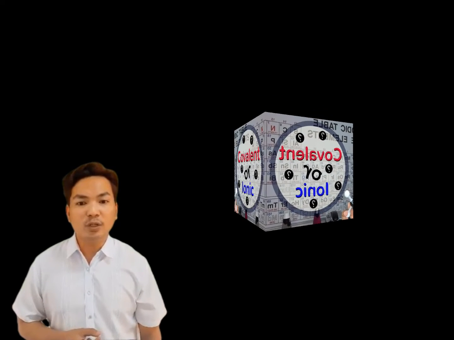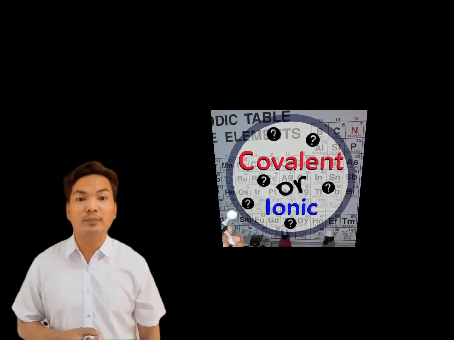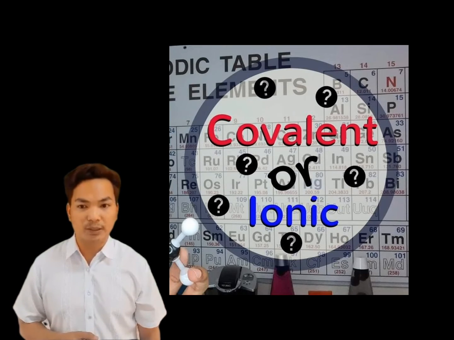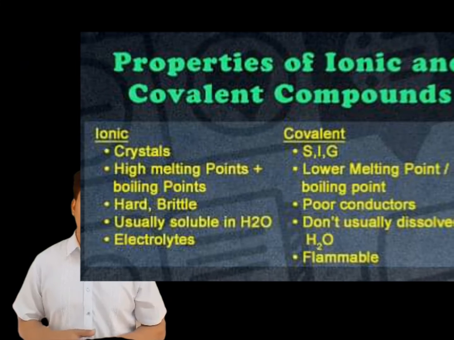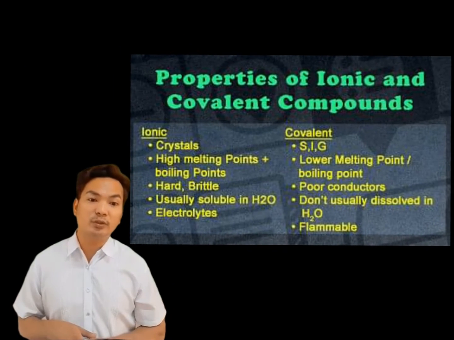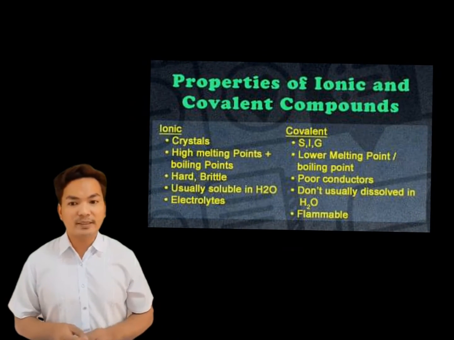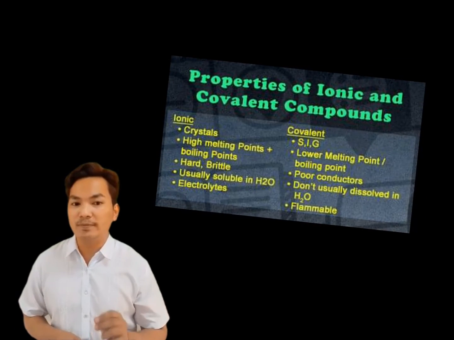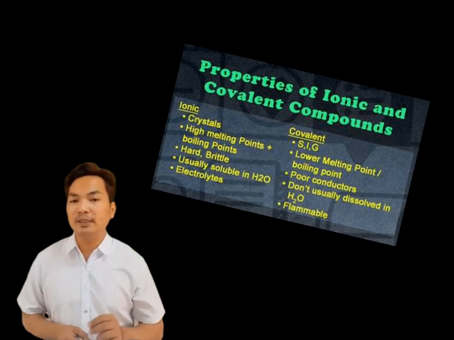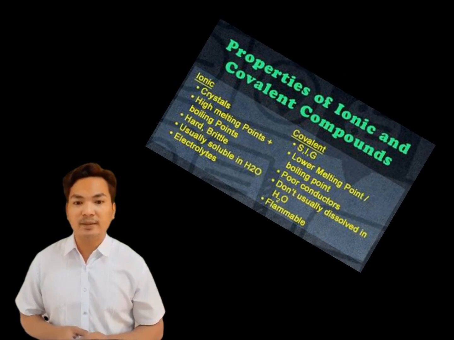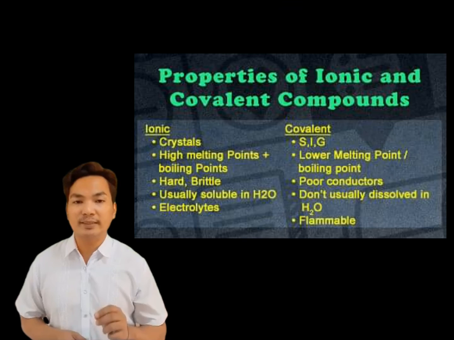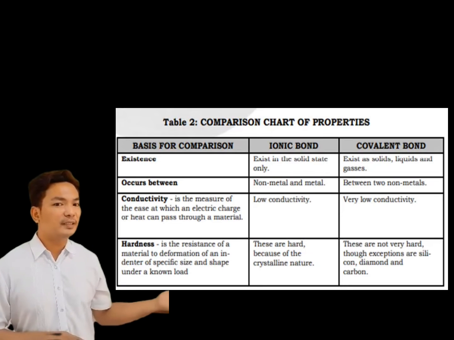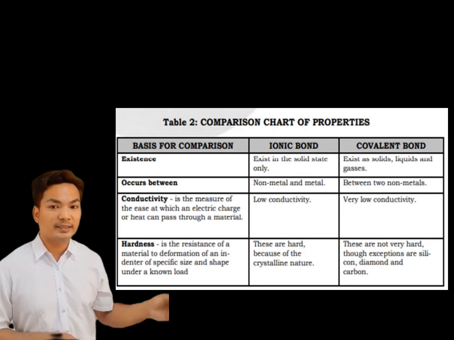But how do you know if a compound is ionic or covalent by just looking at a sample? This is where the properties of ionic and covalent compounds can be useful. Because there are exceptions, you need to look at several properties to determine whether a sample is ionic or covalent. But here are some characteristics to consider. This is the comparison chart of properties.